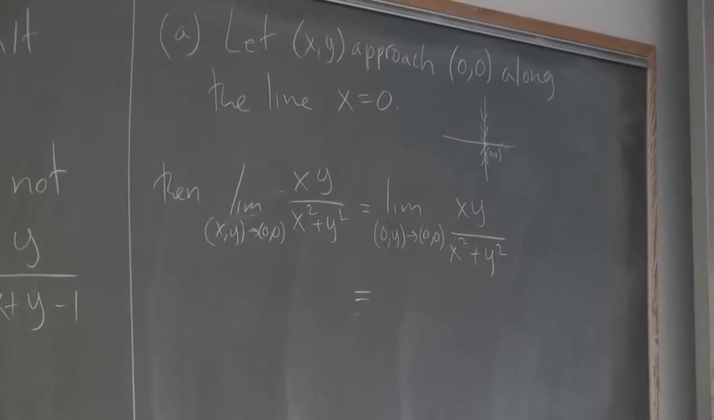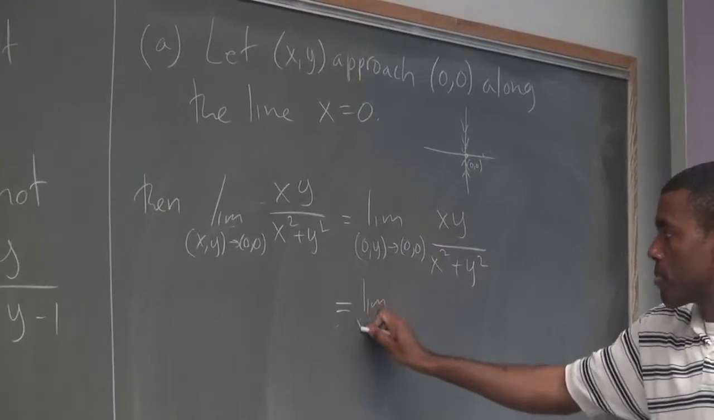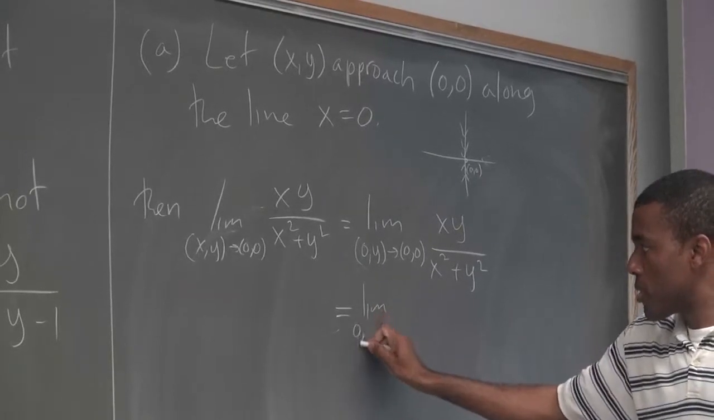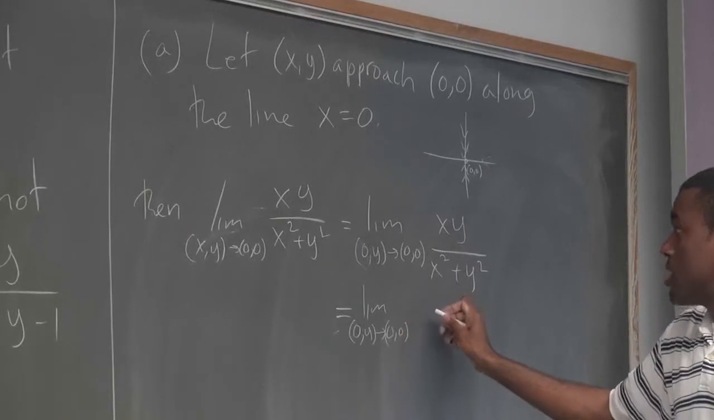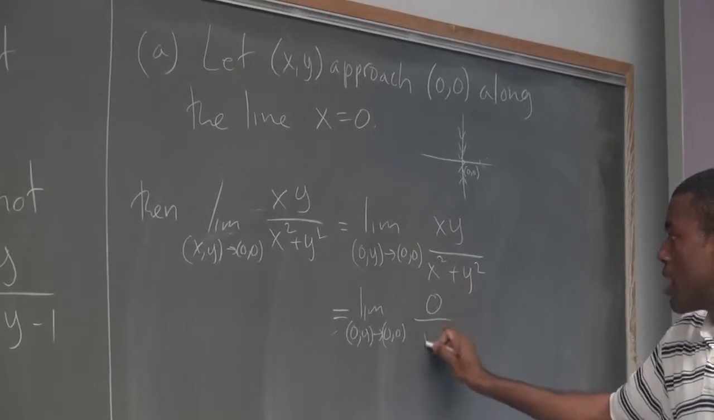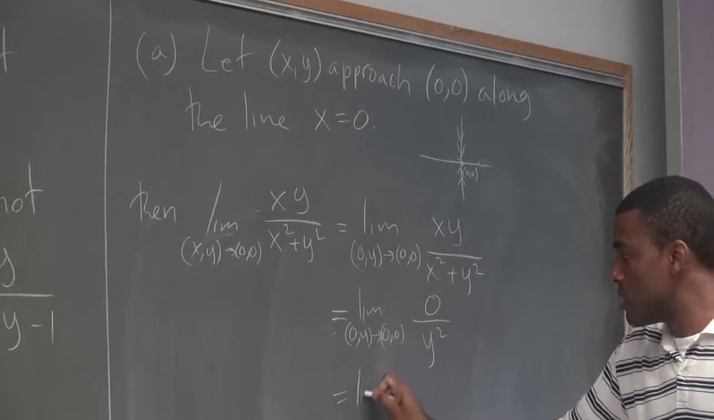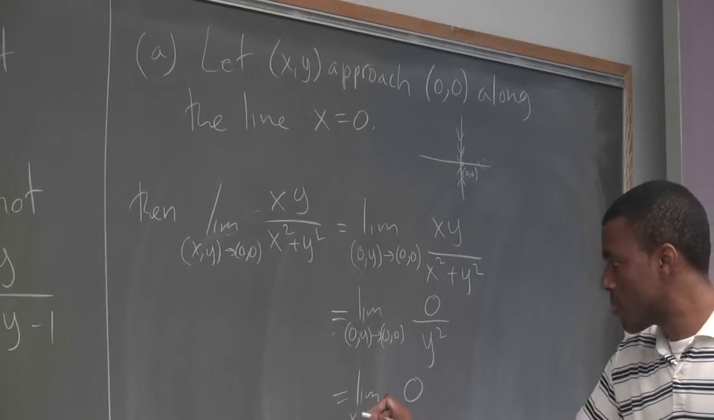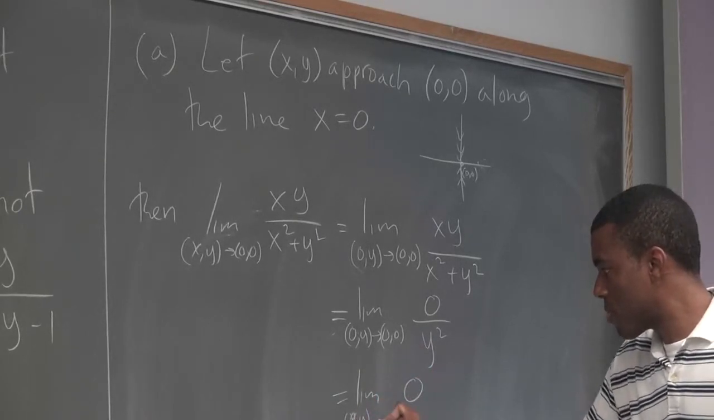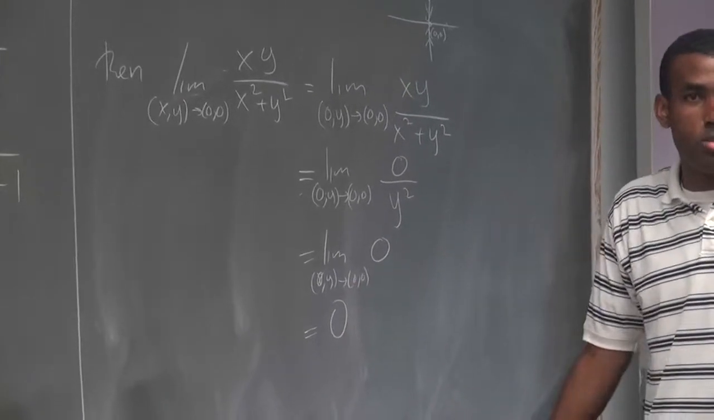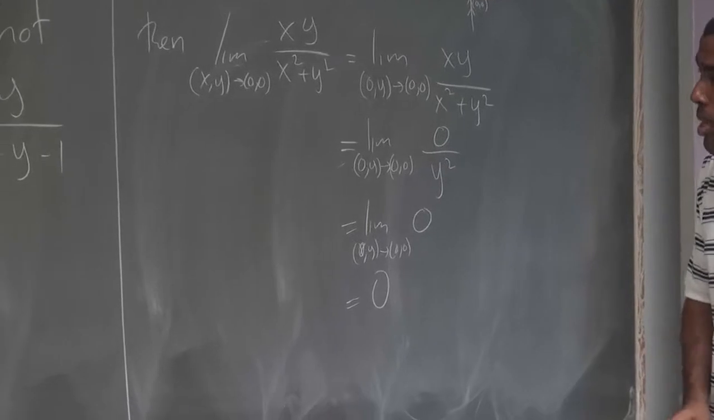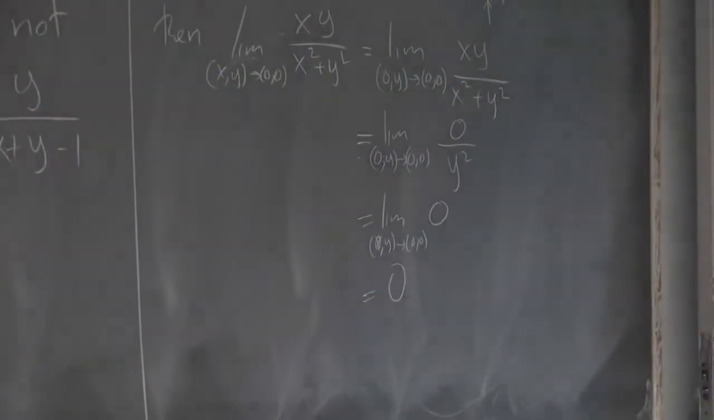Now if x is 0, what does this limit give me? This gives me 0 over y squared. Well, that's just the limit of 0, which is 0, taking the limit of a constant. There are no variables there anymore. Now I want to show that there's another direction I can approach where I'll actually get a different answer.